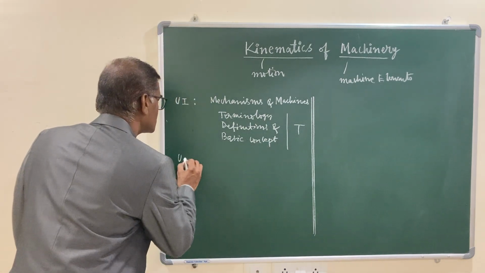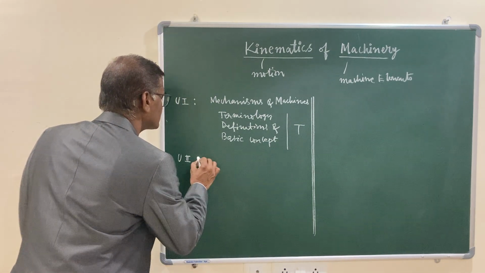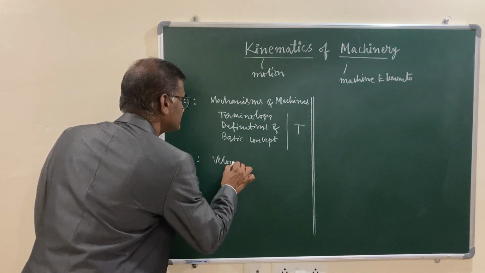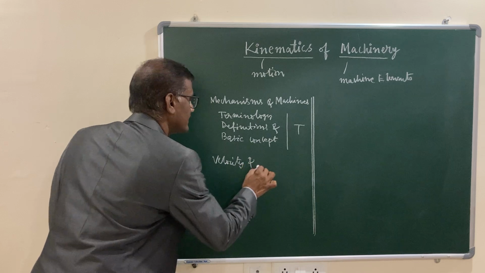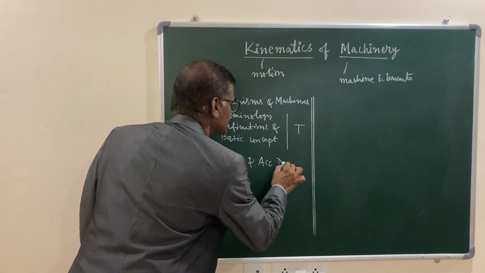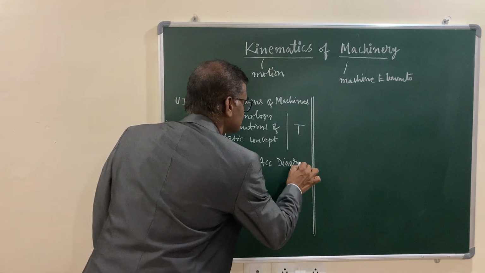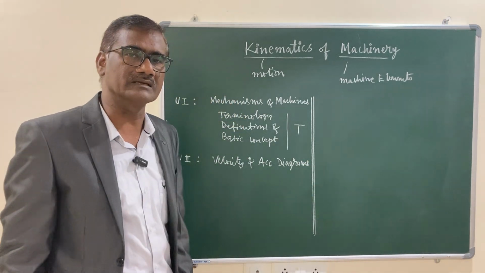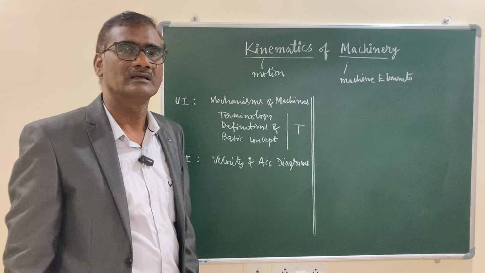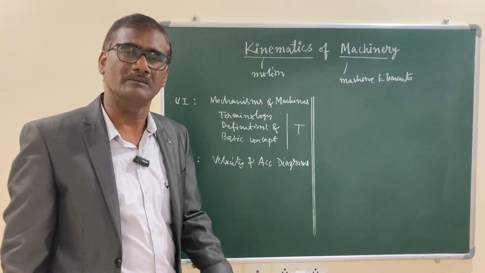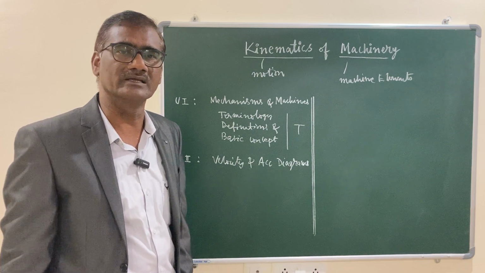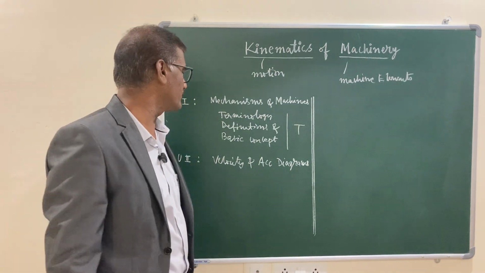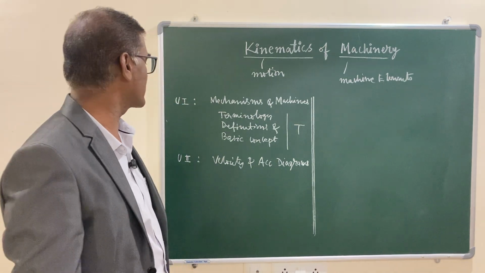And let us look at unit 2. In this you have velocity and acceleration diagrams. That means you are going to draw the velocity diagrams and acceleration diagrams. As you know very well, the acceleration diagrams are important in order to calculate the inertia forces, and that is the reason you are calculating the accelerations of various links in a particular mechanism.